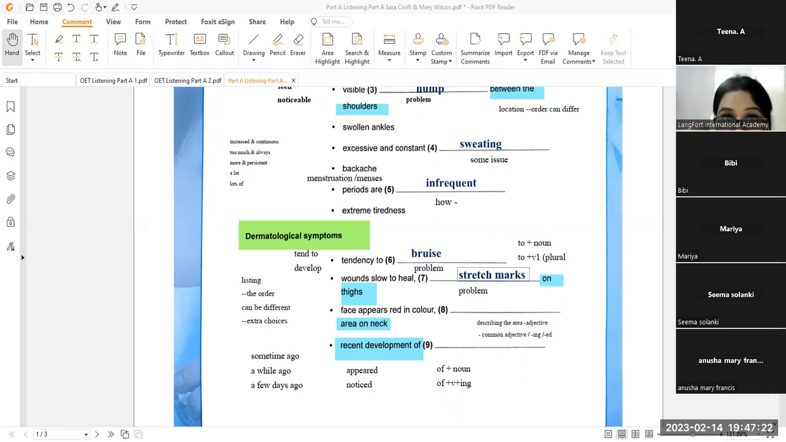Something else I've spotted on my thighs. So she's saying the location first. Let's listen. What's the problem?